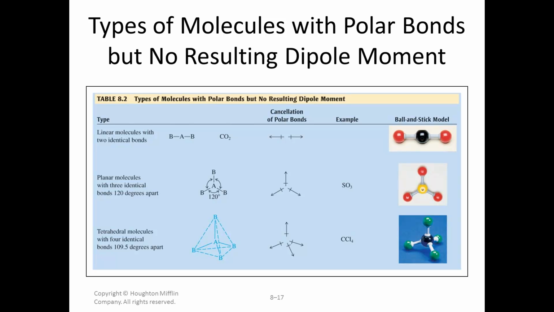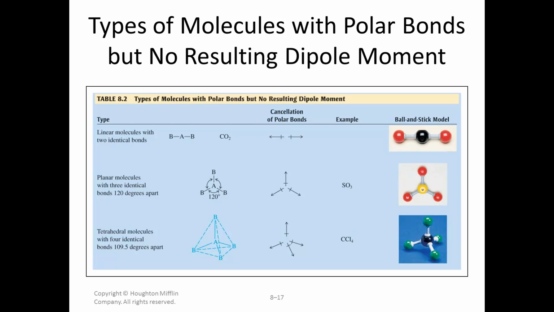Whenever we have a symmetric linear molecule, such as carbon dioxide, we will have a cancellation of polar bonds to give us no net dipole moment. There are other molecular geometries that we will see as we go through this chapter in which we can also have cancellation of dipole moments to give no net dipole in the molecule.